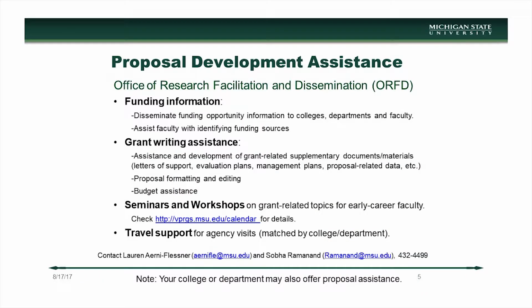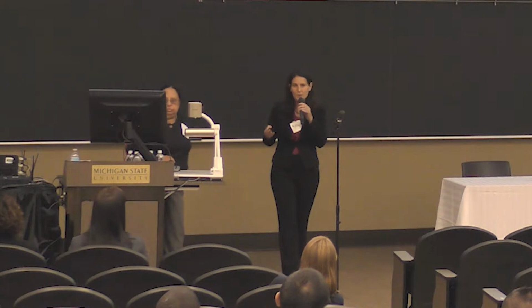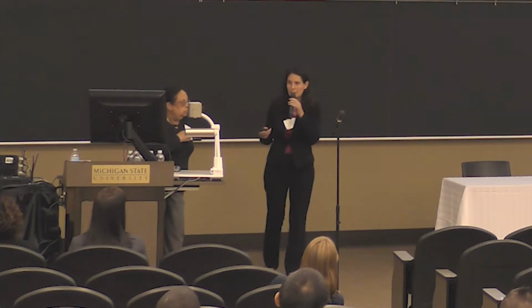So please download these slides and take a look at all of these links to identify funding sources. And once you identify a source that you'd like to pursue for your research, please reach out to the grant administrators in your unit to find out what resources are available locally for you in your unit. And then also reach out to VPRGS, because we provide a number of proposal assistance services.